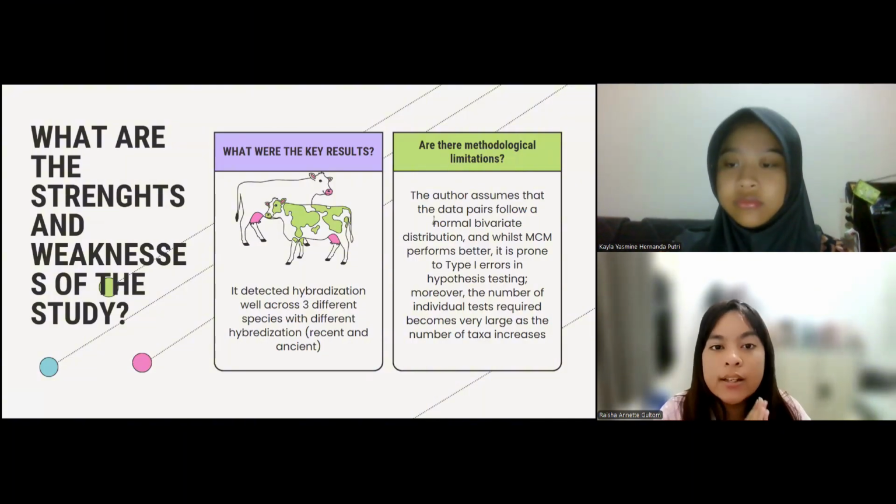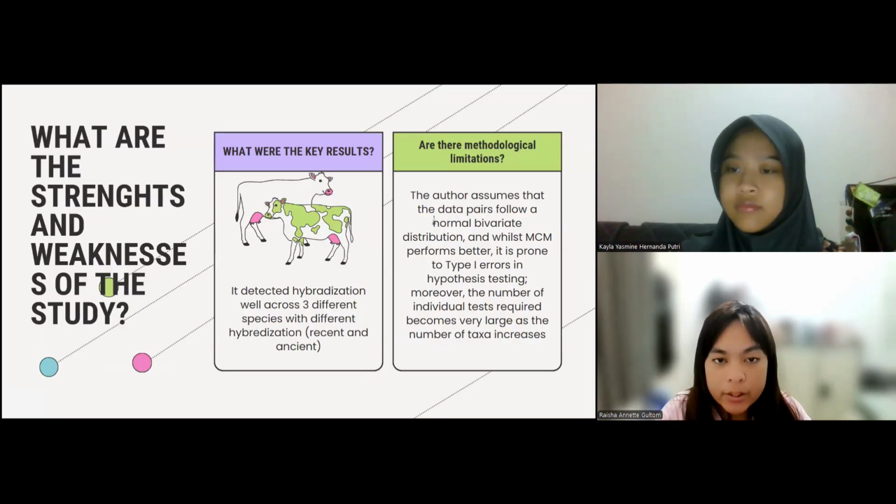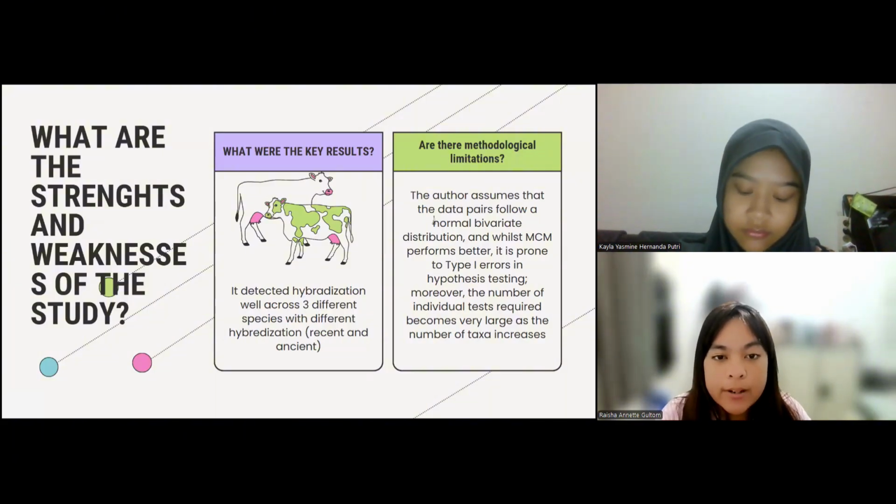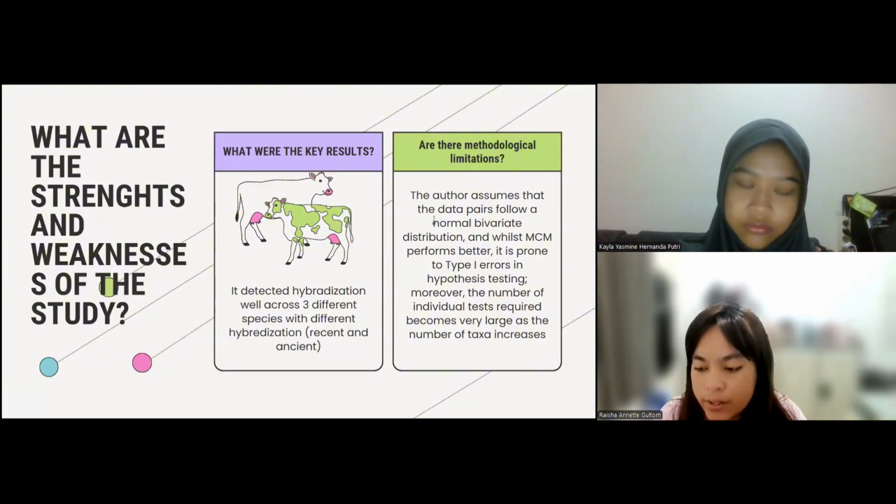Yes, the authors assume that the data pairs follow a normal bivariate distribution. Whilst MinP performs better, it is prone to type 1 errors in hypothesis testing. Moreover, the number of individual tests required becomes very large as the number of taxa increases. Next.